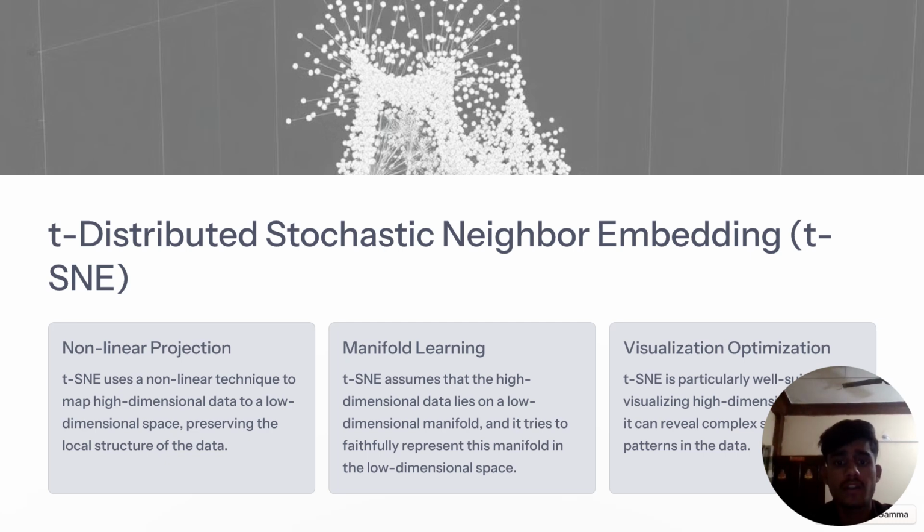t-SNE assumes that the high-dimensional data lies on a low-dimensional manifold, and it tries to faithfully represent this manifold in the low-dimensional space. Third, visualization optimization. t-SNE is particularly well suited for visualizing high-dimensional data as it can reveal complex structures and patterns in the data.